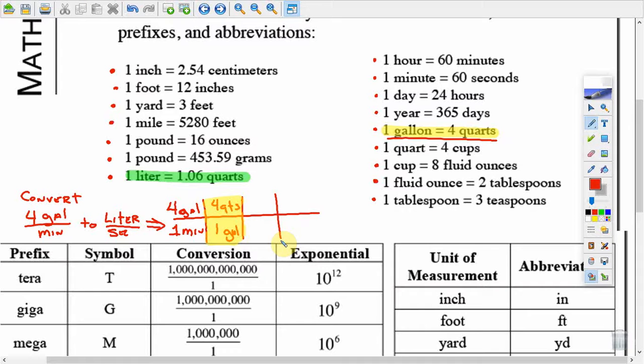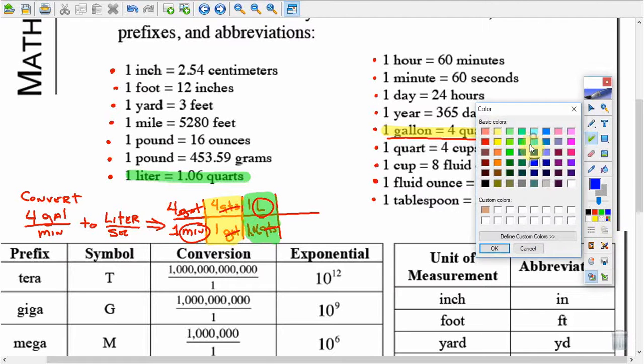Now I want quarts to cancel. I have quarts on top and I want quarts on the bottom, so that quarts over quarts will cancel out. And I know that 1.06 quarts is equal to 1 liter. So that's my next conversion factor. And if I think about what's happening, gallons is now canceled, quarts is now canceled. If I stopped right here, my units would be liters per minute, but I want liters per second. So I need to convert the minutes into seconds. That's going to take another conversion factor.